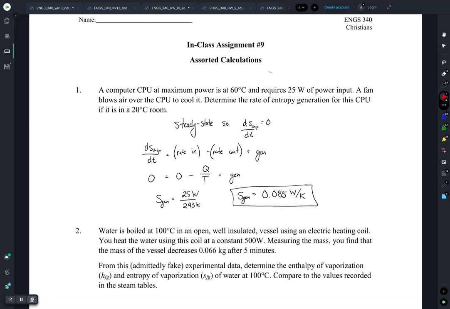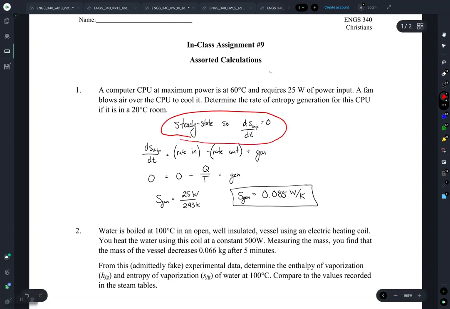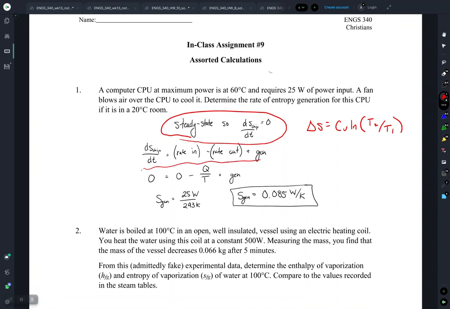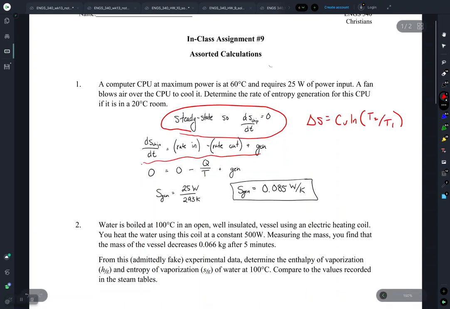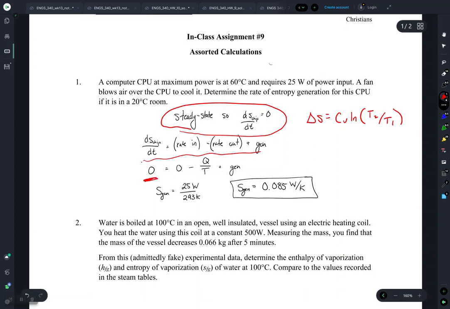So for the first one, the idea is that our computer chip is steady state. That means it's not changing temperature. So because it's not changing temperature, delta S for a solid is CV times the log of T2 over T1. That's from our note sheet. Because we're not changing temperature, we're not changing entropy. So we can write a rate equation. That's just the rate version of the equation that we wrote in class. We're not changing entropy of the chip itself because it's, again, not changing temperature.